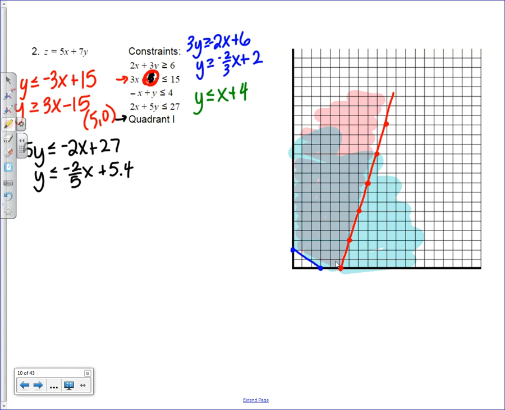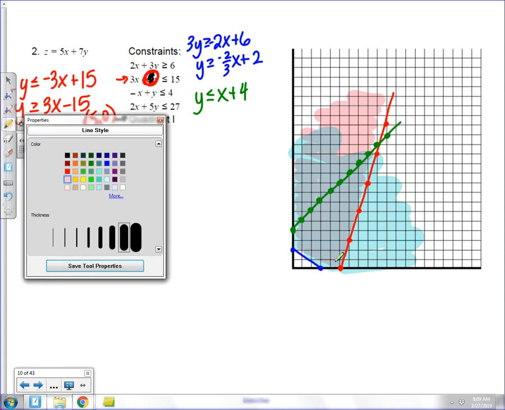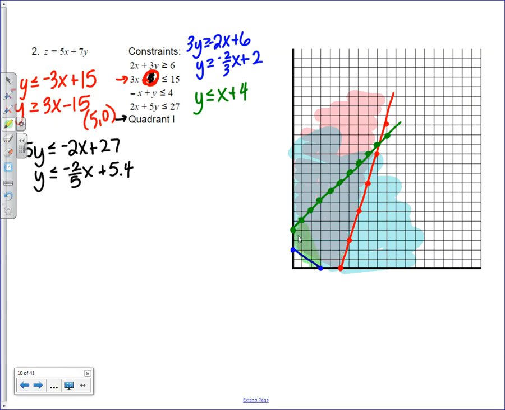All right, let's go to the green line. We'll start that at 4. 1, 2, 3, 4. And we will go up 1, right 1. Looks like that. This one's going to be solid. And we're shading below. So below would be down here. So you can kind of see where they're overlapping. Right now it's that kind of triangle-ish shape in the middle.